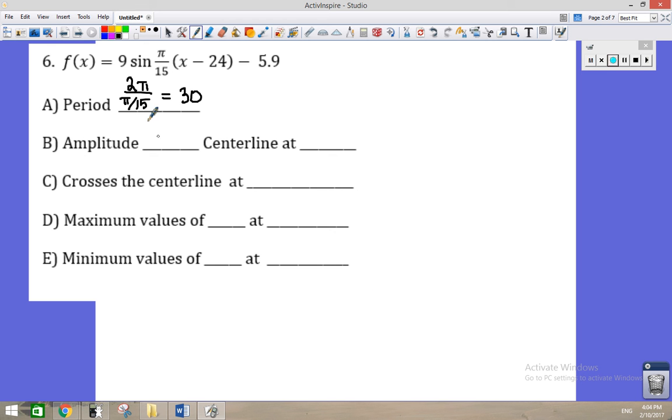The amplitude is the number that's in front here. Now remember that since both of these are distances, these are going to be positive numbers. The center line is the vertical shift, and in this case we have shifted this graph down 5.9 units. So not 0.5. My center line is negative 5.9. All right, with an amplitude of 9, the maximum value I know is 9 units above that.